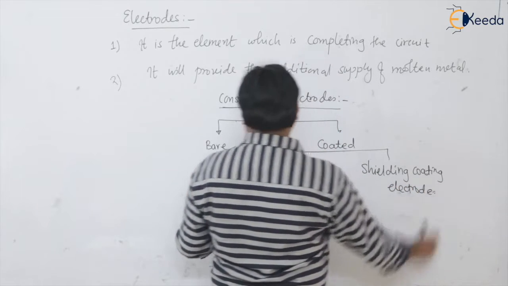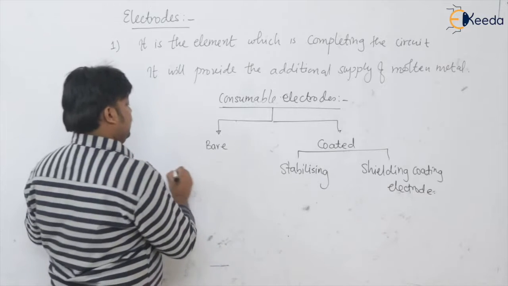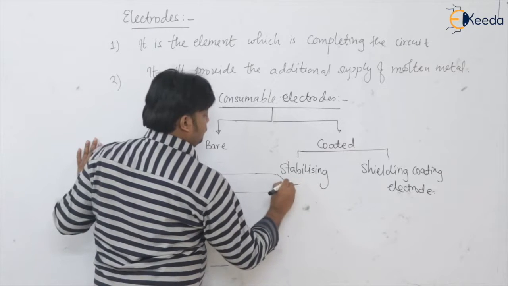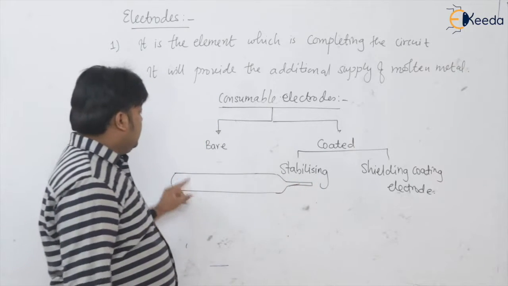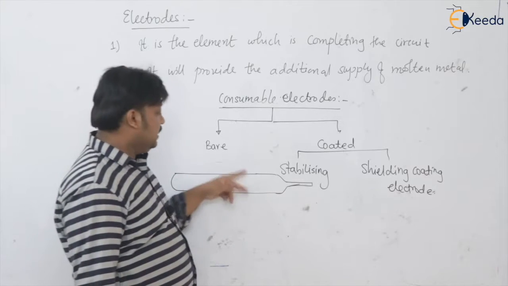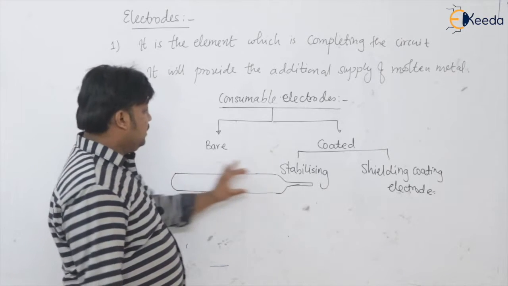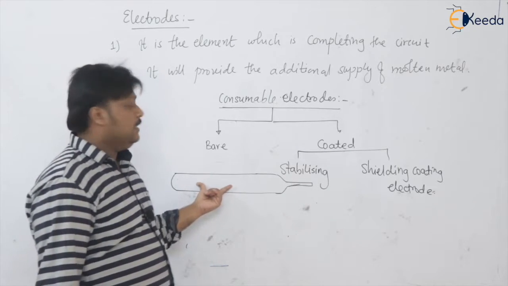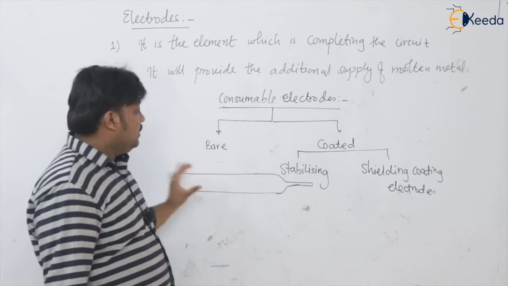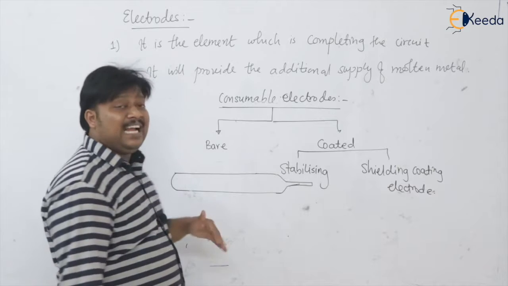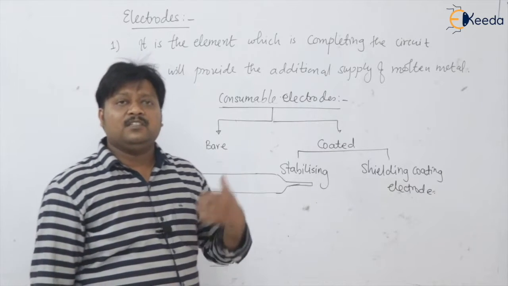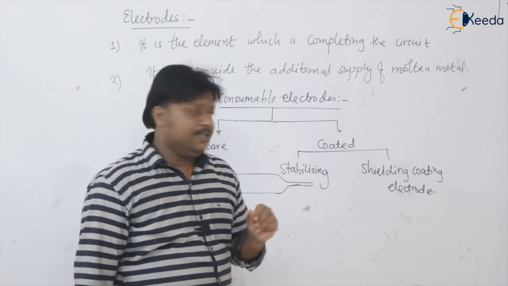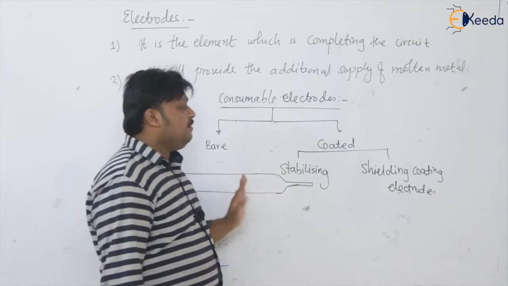Okay, so what is a bare electrode? Suppose this is the electrode that we have. This is the electrode, so it does not have any additional coating of fluxes on it. Only it can supply the arc, as well as from the arc it will supply the molten material into the weld. So it is not giving us any additional characteristics, for example for arc stabilization, for the shielding of gases, etc. Okay, so the bare electrode does not have any kind of coating.